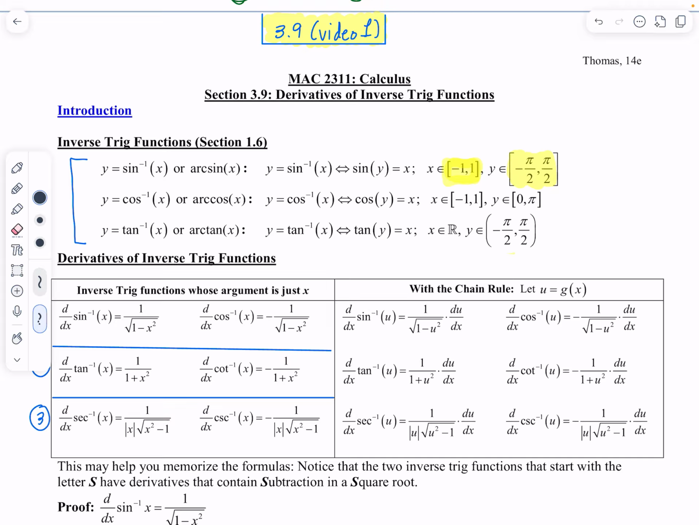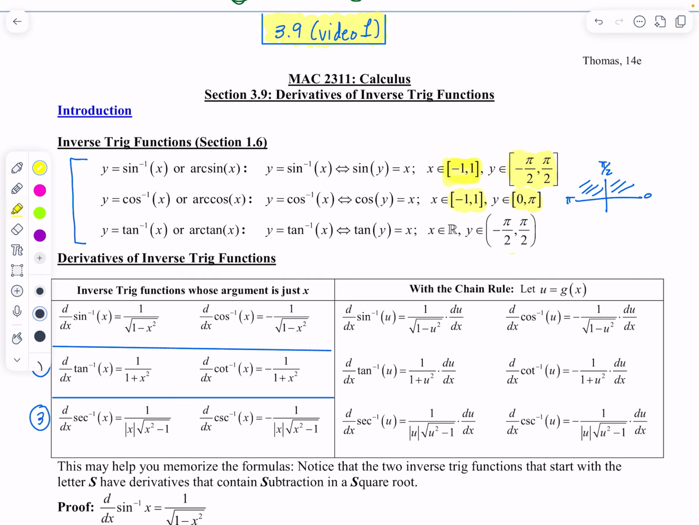Inverse cosine. I can plug in values from -1 to 1 and including those endpoints. And what that's going to yield is an angle in quadrant 1 or quadrant 2. So 0 to pi. Okay?